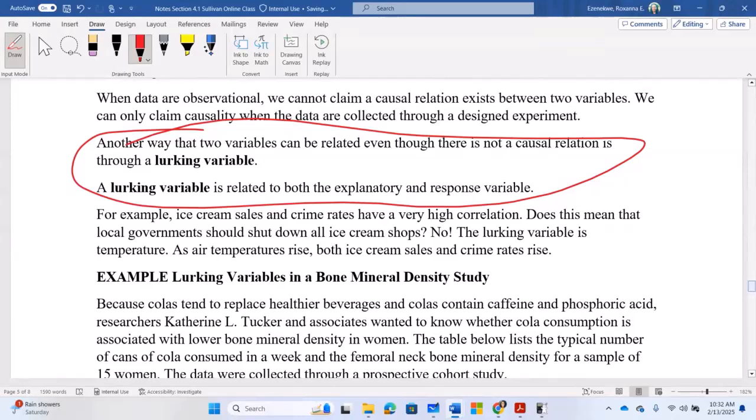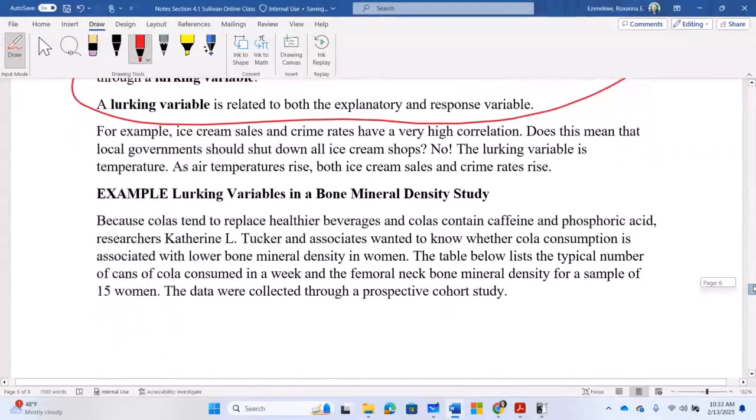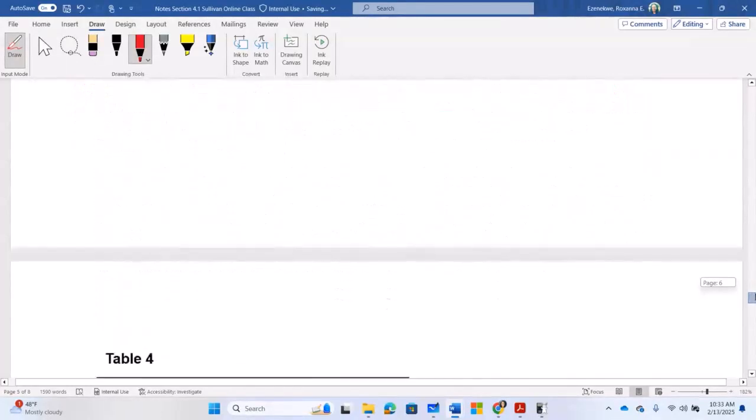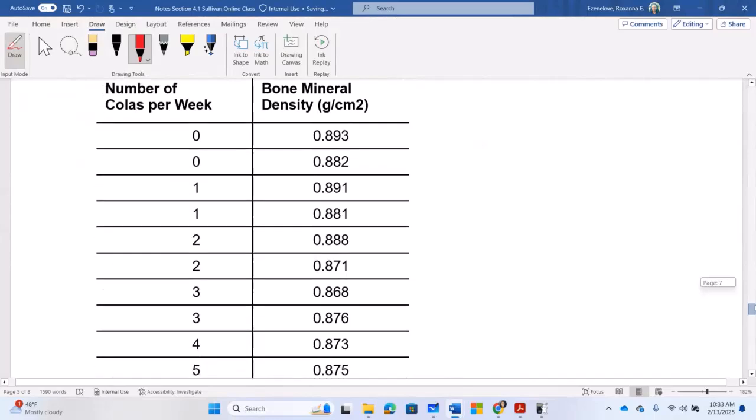For example, ice cream sales and crime rates have a high positive relationship, but does this mean that local government should shut down all the ice cream shops? No. The lurking variable is temperature. As air temperature rises, both ice cream sales and crime rates increase. So that's a high positive relationship, and not because one causes the other. High relationship does not mean causation. That they are highly related does not mean causation.